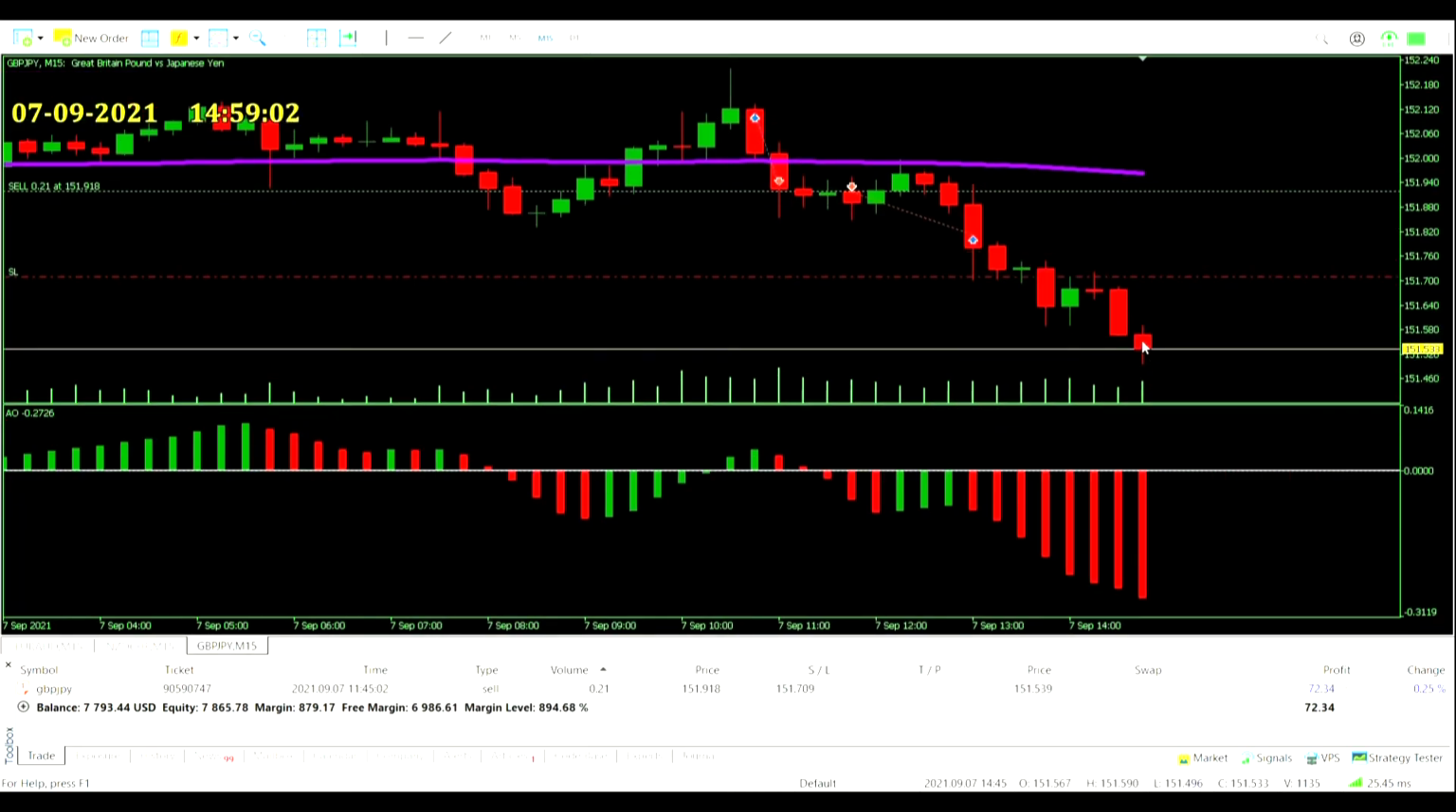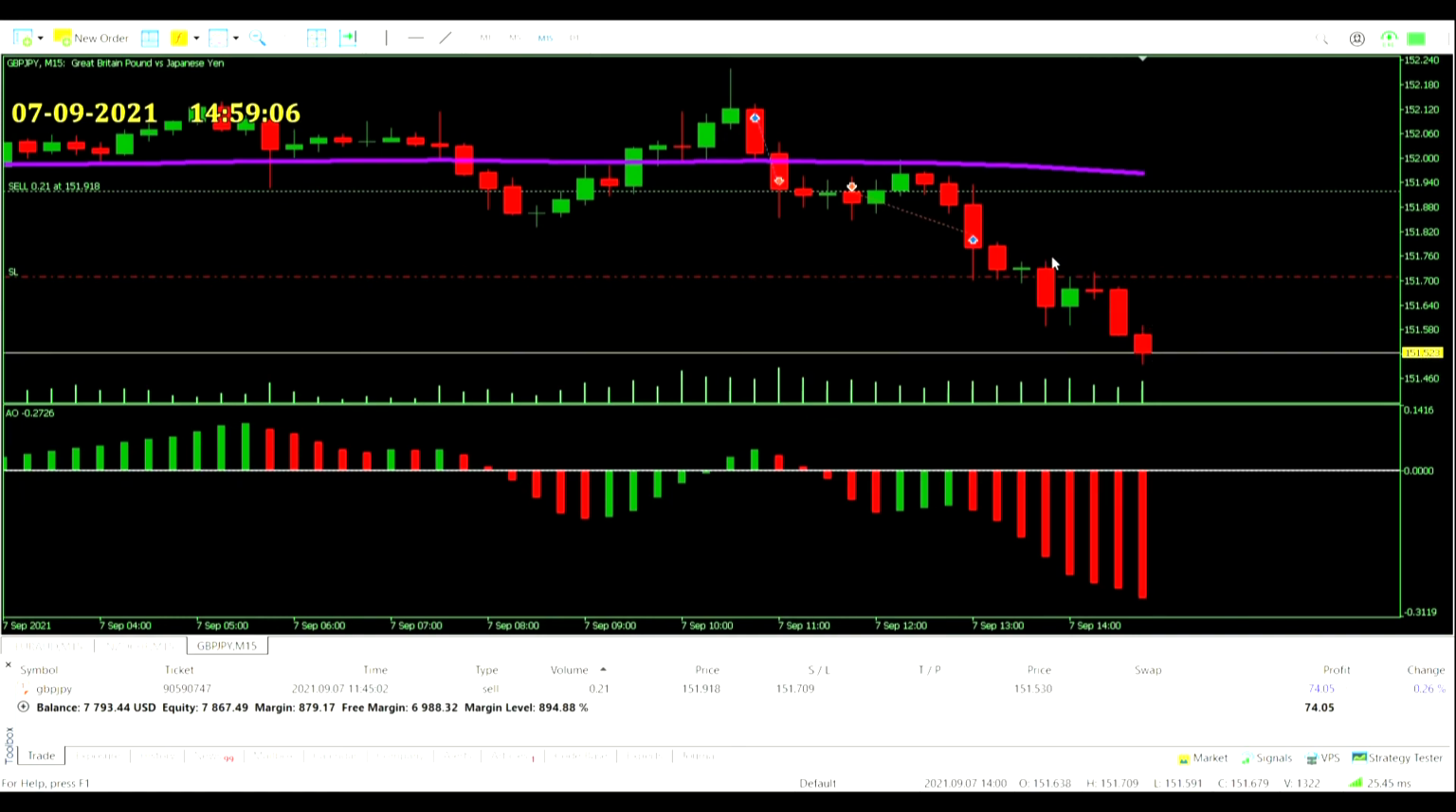New lows again for us on our trade here. Price does pull back a bit, but our stop loss has advanced and we are well past the initial take profit point there for our first sub trade. So a lot of profits to be had out of this one.